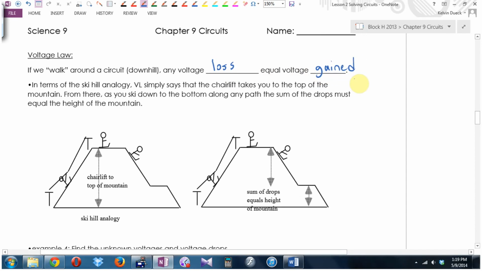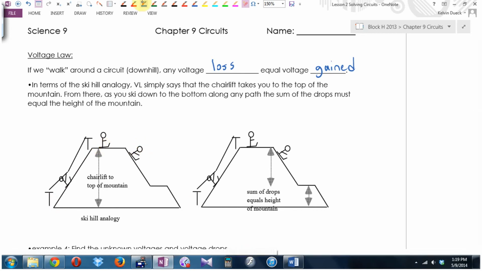You lose voltage going downhill. You gain voltage going uphill. In terms of my ski hill analogy, what I'm really saying is this: the voltage law says the chairlift takes you up the mountain. The resistors take you back down the mountain.